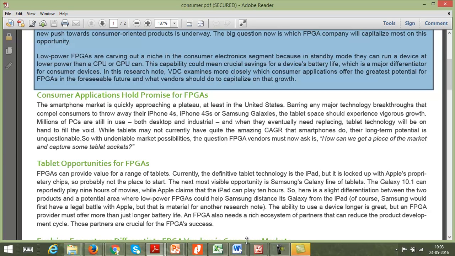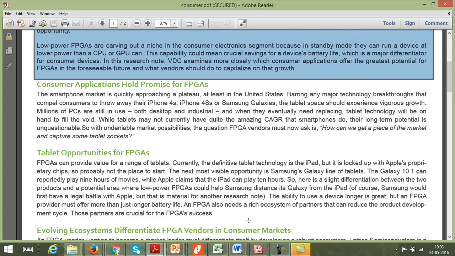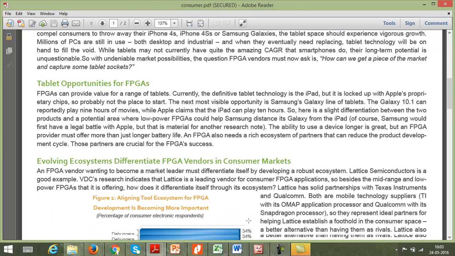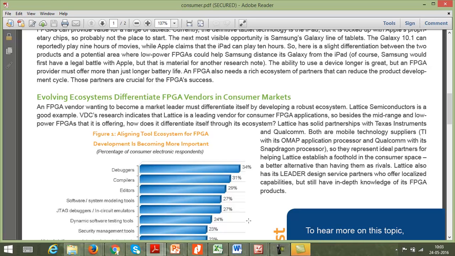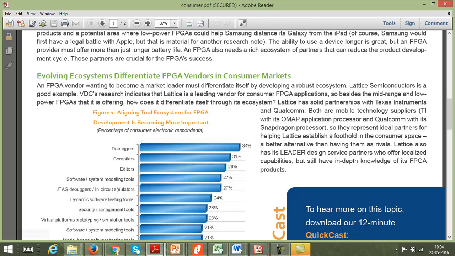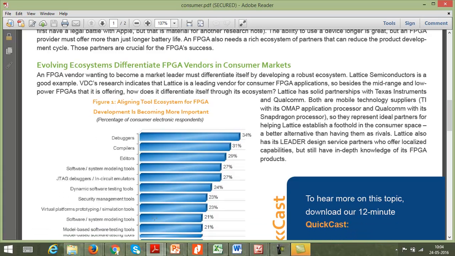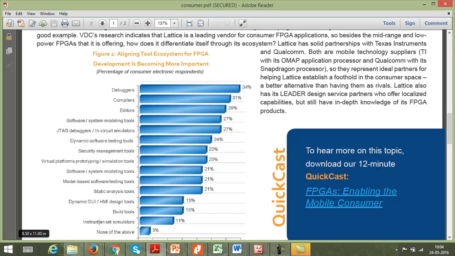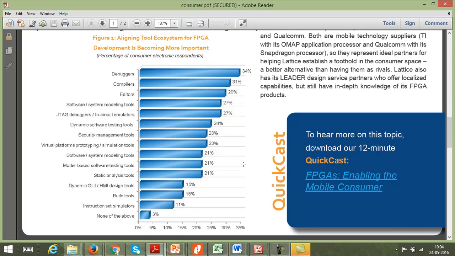An FPGA also needs a rich ecosystem of partners, and these are the main evolving FPGA vendors in the market. The tools: 34% debuggers, 31% compilers, 29% editors, then software system modeling tools, in-circuit emulators, dynamic software testing tools, security management tools, virtual platforms, model-based software testing tools, static analysis tools, and build tools and simulators. So this is a potential tool ecosystem for FPGA development in the upcoming market.